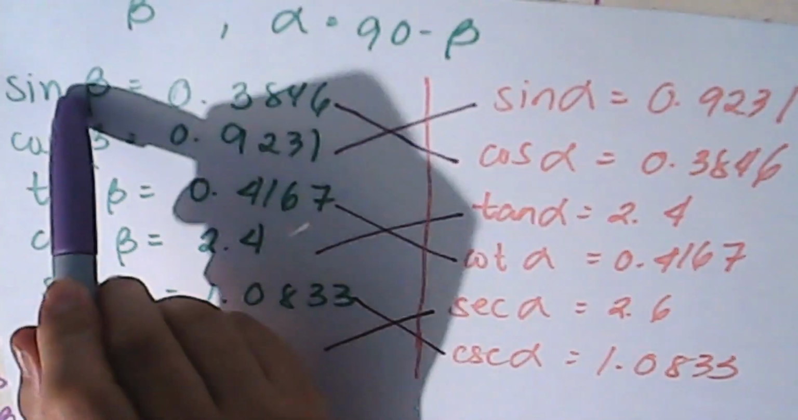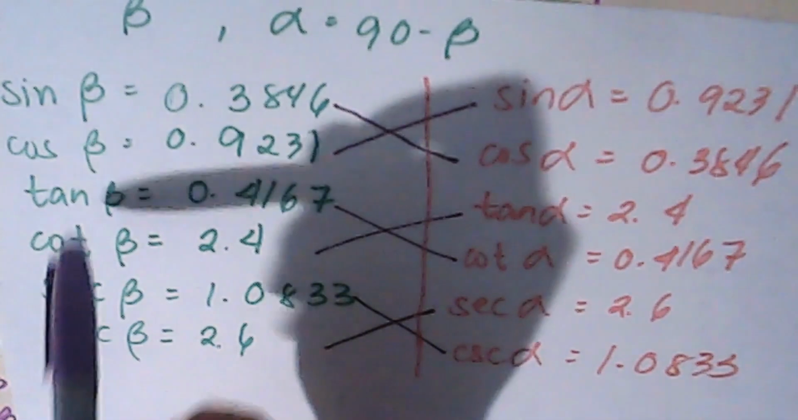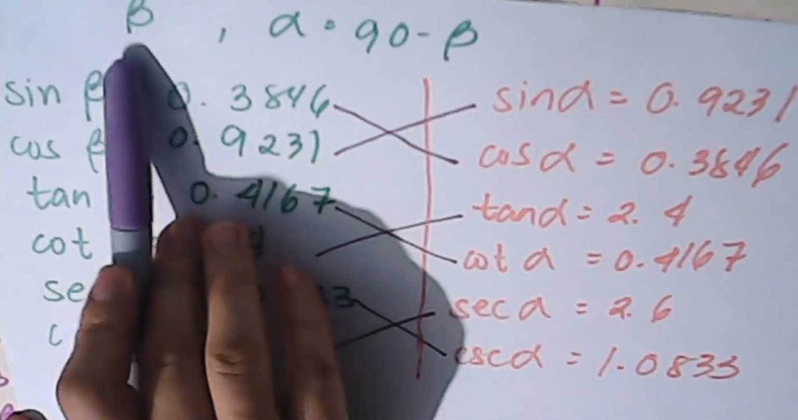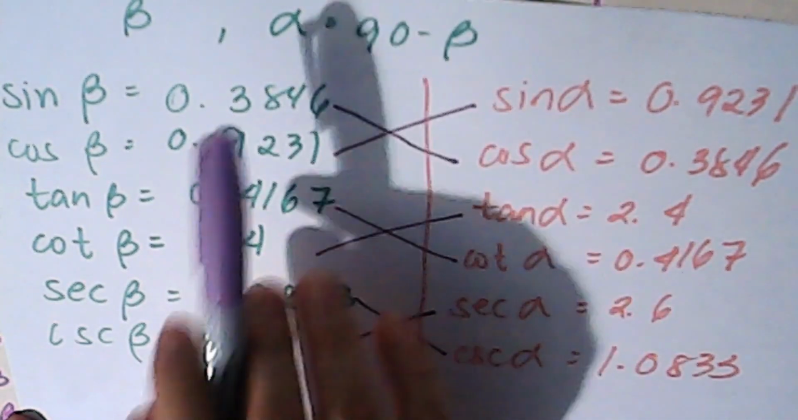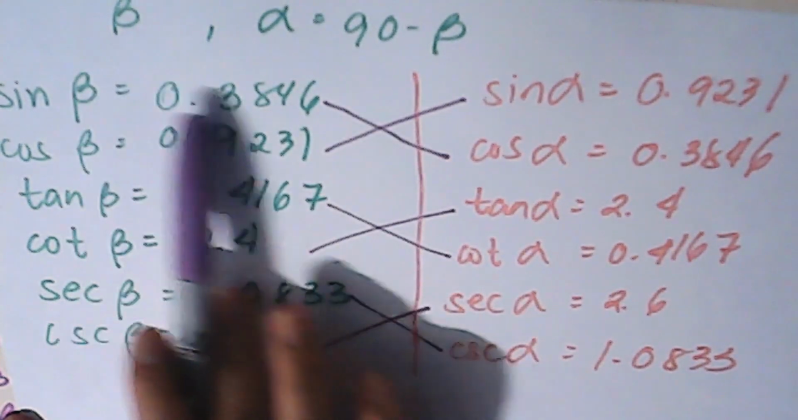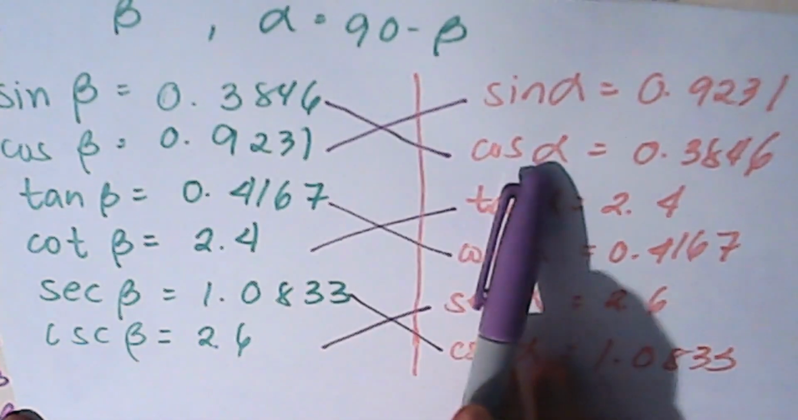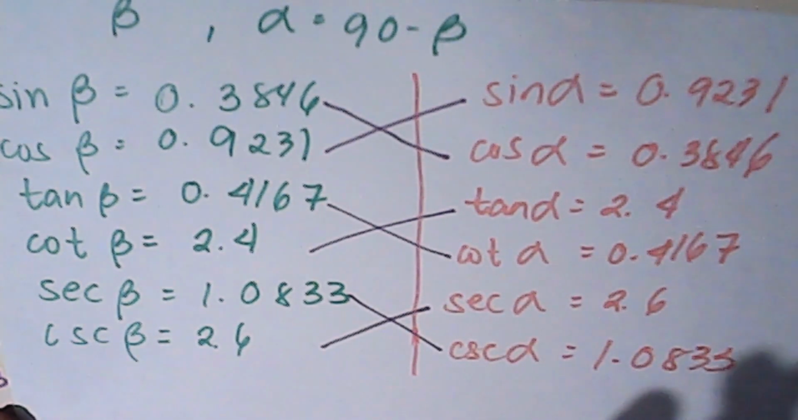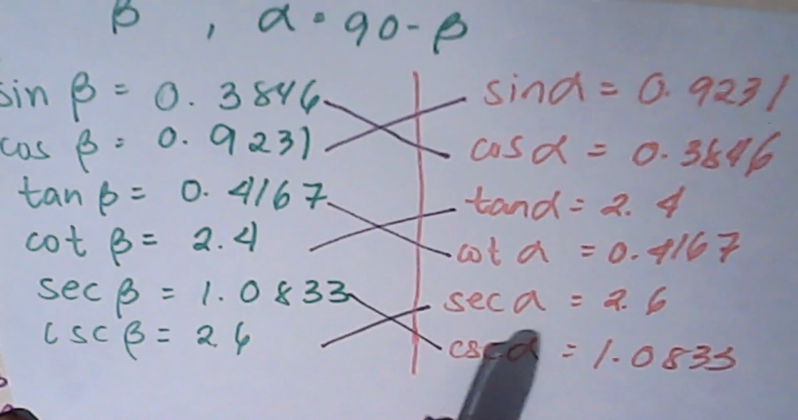While sine and cosine, tangent and cotangent, secant and cosecant, they are called cofunctions. And these beta and these alpha are complementary angles. So from our solution, we can see that cofunctions of complementary angles are congruent or equal.